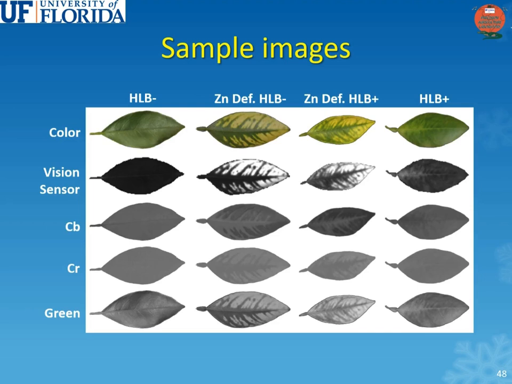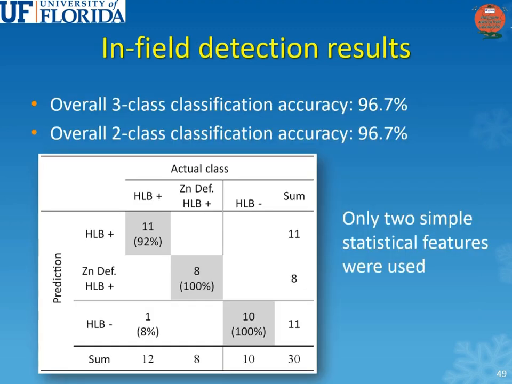Yeah, and here's an example of HLB negative, that is healthy, and HLB positive, that's HLB infected. The first row is the color image, and the second row is the images acquired by our polarized imaging sensor. Yeah, and we achieved very high accuracy, around 97% detection accuracy, and we used only two statistical features, so it was very efficient and accurate.